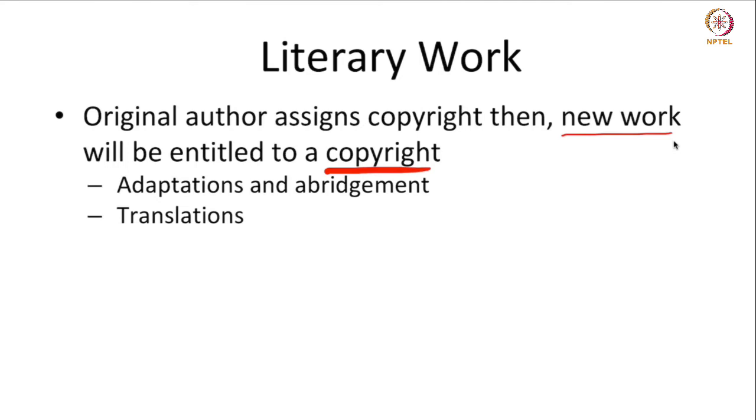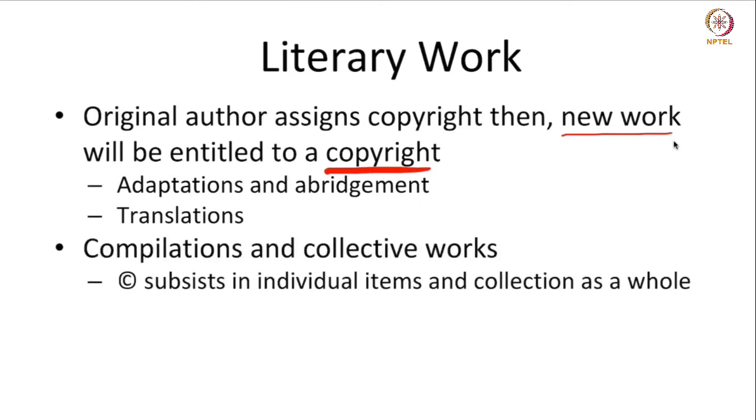Now, adaptations and abridgments of existing works can have a copyright. Translations can also be entitled to a copyright. Compilations and collective works can have copyrights. A copyright can subsist in the individual item as well as in the collection as a whole. So if it's a book which collects essays written over a period of time by different authors, when the essays were published initially, there would be a copyright that subsists in those essays as and when they were published. When the book is published as a collection of essays, there will be a separate copyright in the book as it is published as well.